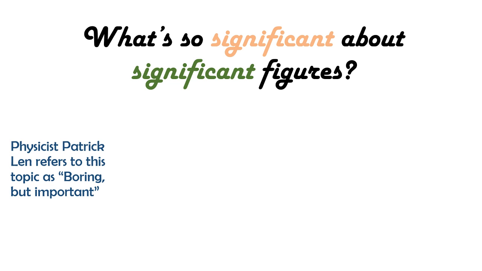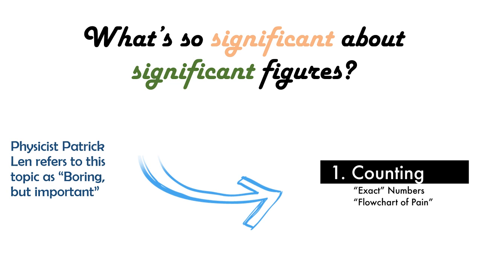So Patrick Lynn has this blog about significant figures, and in there he says that really it's just a way of counting the numbers that we're reporting when we report any kind of mathematical data. He says that there are really two kinds of numbers. There are numbers that are called exact numbers, and then there are numbers that he says have to be decided about using the flowchart of pain. So we're not going to talk about the flowchart of pain, but I just want to let you know I'm trying to spare you that pain.